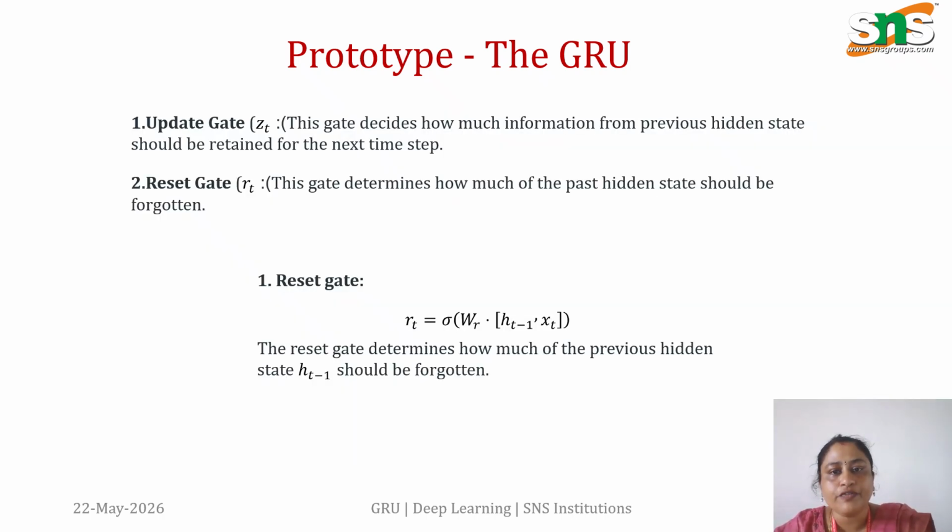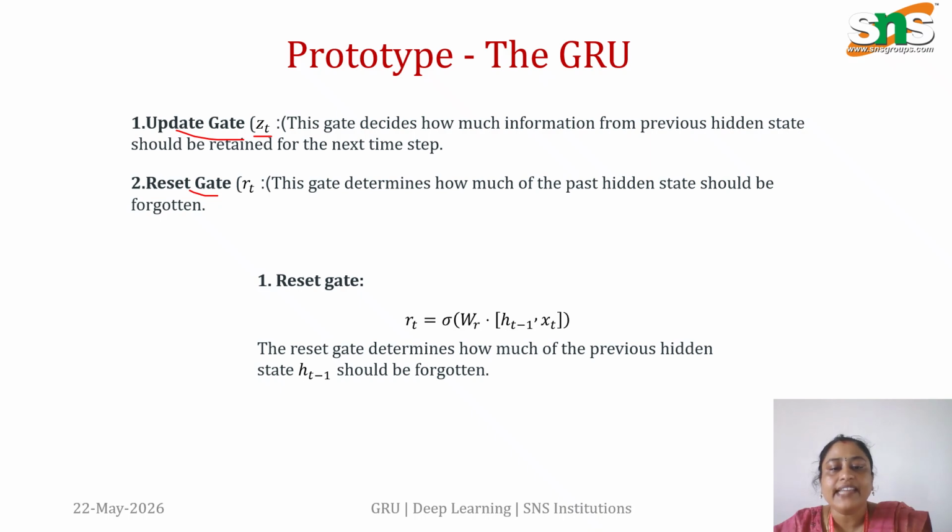As we have discussed, the GRU consists of mainly two gates, the update gate and the reset gate. The update gate is given by z_t. This gate decides how much information from the previous hidden state should be retained for the next time step. That is, if at T1 the word is "not", then whether it has to be retained in the hidden state at T2 is determined by the update gate. Whereas the reset gate is given by r_t. This gate determines how much of the past hidden state should be forgotten. For example, words like "the" are not given much importance.